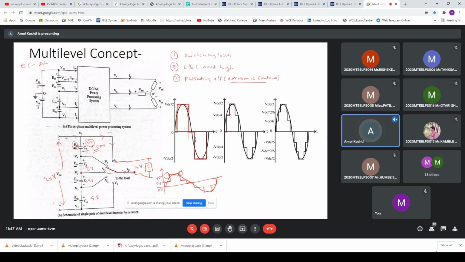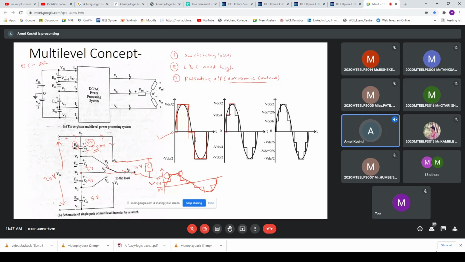Or if we compare the size of the filter which we use in the two level inverter, the size of the filter will be less in the three level inverter. So that is the significance of the multi level inverter, and that is the reason we are shifting from two level inverter to multi level inverter. I hope you understand this concept.